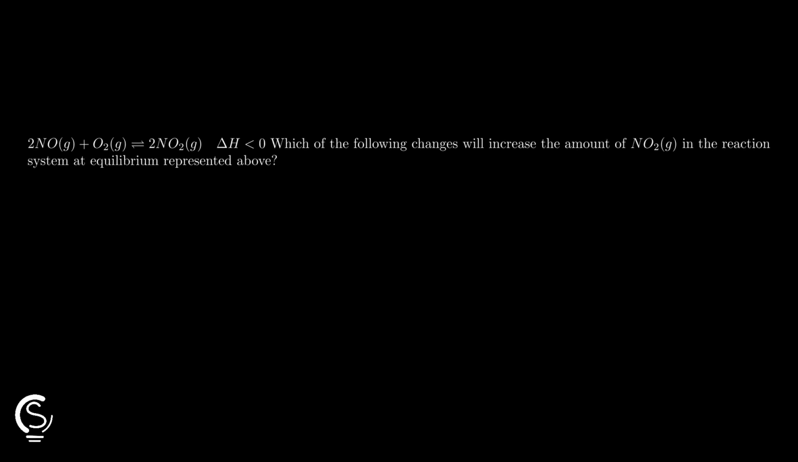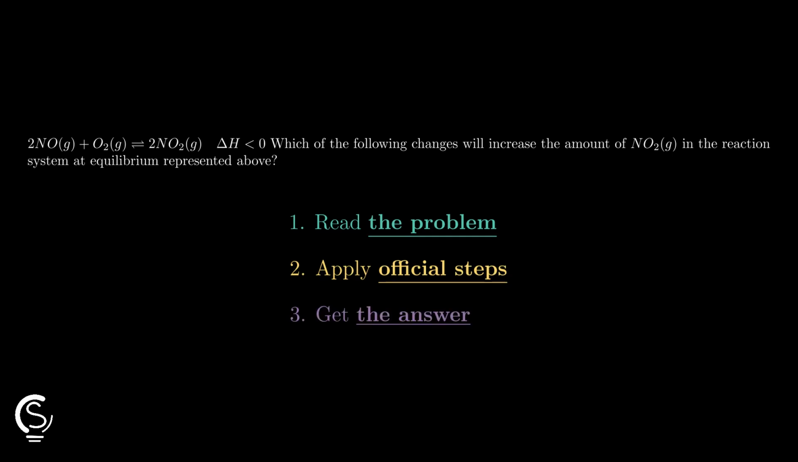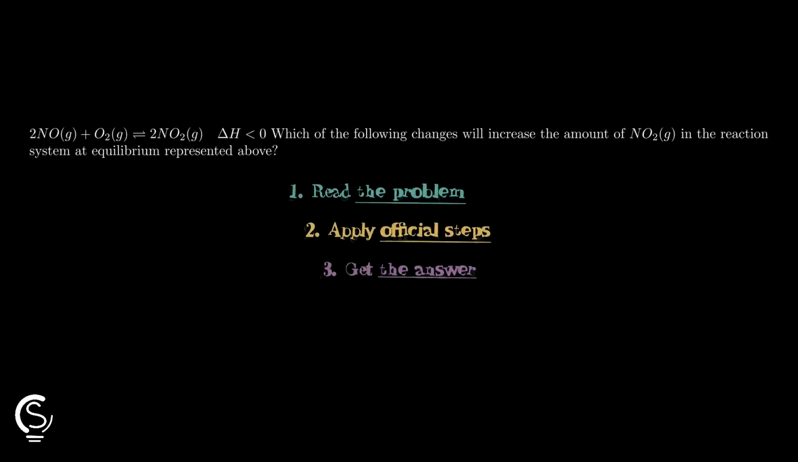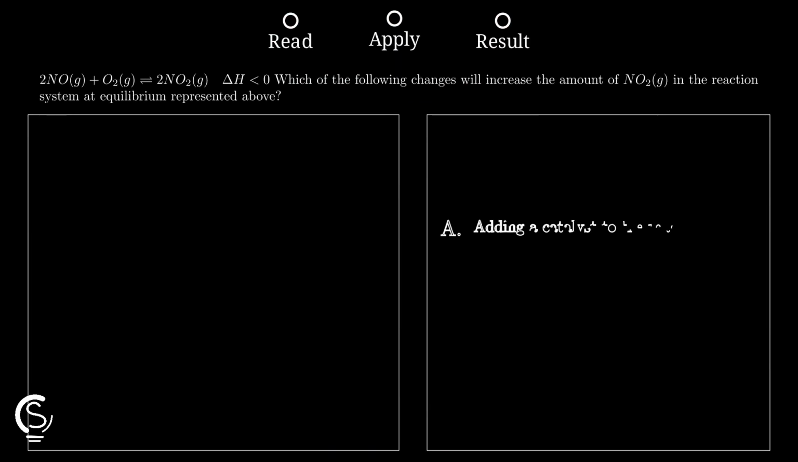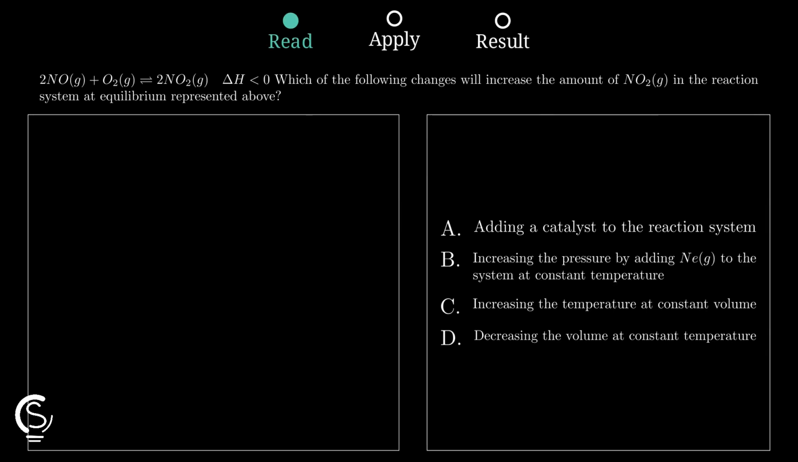Equilibrium questions get easy fast when you track heat and moles because one smart comparison tells you which change makes more NO2 at equilibrium. According to Le Chatelier's principle, the system shifts to oppose whatever change you make. So we check which option pushes this equilibrium toward the product side, where NO2 appears.